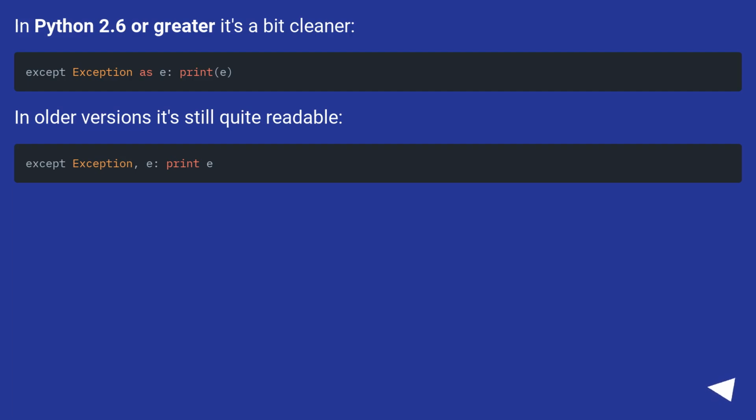In Python 2.6 or greater, it's a bit cleaner. In older versions, it's still quite readable.